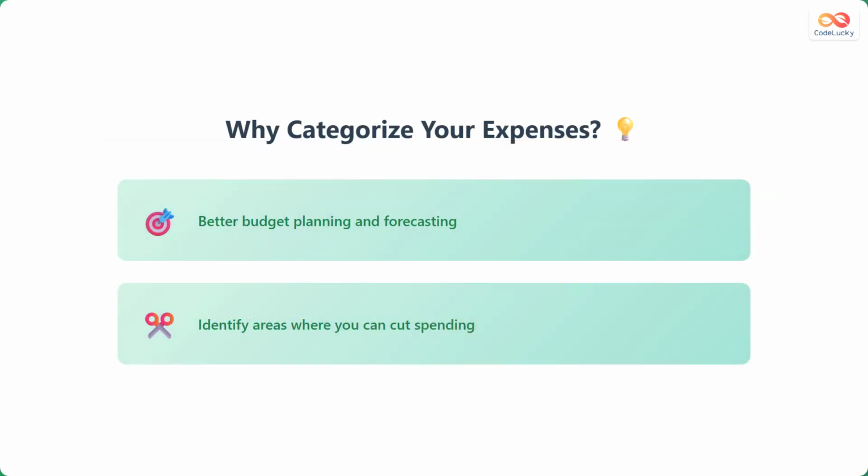Categorizing your expenses into fixed and variable types provides powerful benefits for your financial management. First, it enables better budget planning and forecasting because you can predict your minimum monthly expenses and plan for variable costs accordingly. Second, it helps you identify specific areas where you can cut spending when you need to reduce your budget. By knowing which expenses are flexible, you can make strategic decisions about where to save money without affecting your essential fixed commitments. This categorization is the foundation of effective budget control.